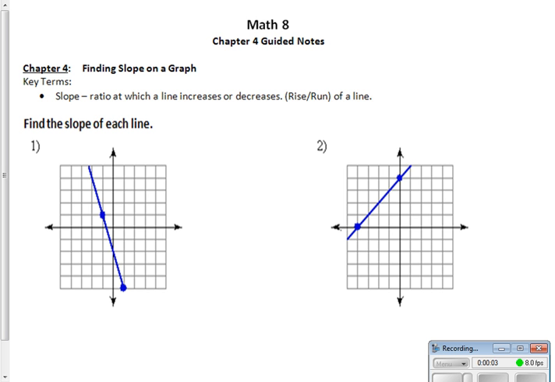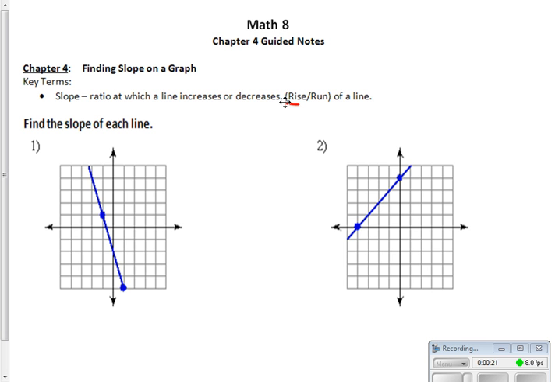Lesson 2 is on finding slope of a graph. Today we're going to talk about slope. Slope is a ratio at which a line increases or decreases, so it's an increase or a decrease. What you need to remember today to find slope is the rise over run.